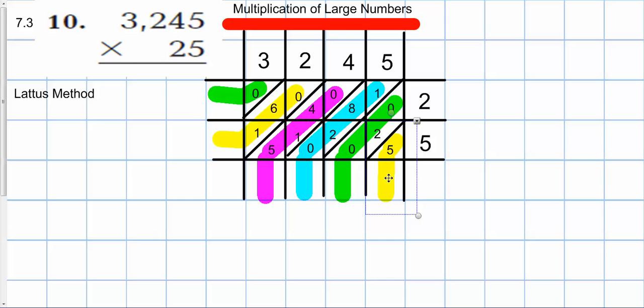So all of my answers, so 5 plus nothing is what? You guessed it, 5. Okay. So my 5 is going to go here. 0 plus 2 plus 0 is 2. So my 2 is going to go here. 8 plus 1 plus 2 gives me 11.